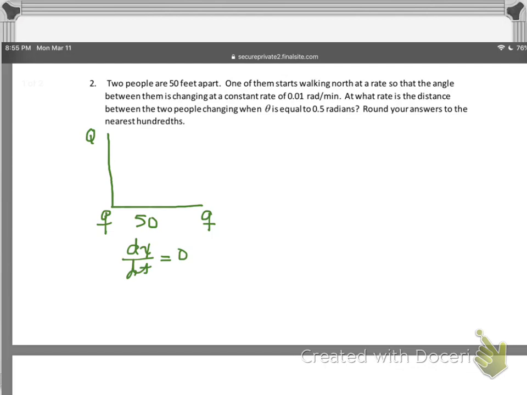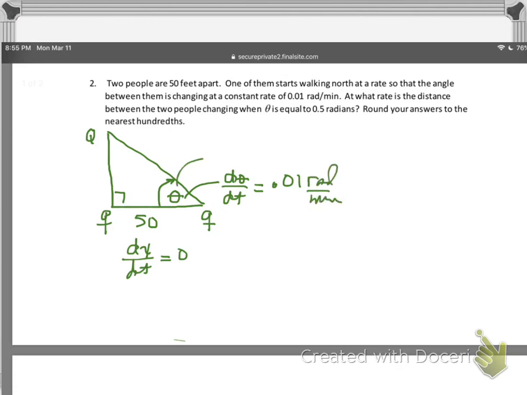Alright, what else do we know? We know that a right angle is formed, because this is all right angle trig. And let's keep reading. One of them starts walking north at that rate, so the angle between them is changing at a constant rate. Okay, so this is the challenging thing. Here is the angle between them, right here. Because as this triangle opens up, initially there was a 0 angle between them. But as the angle is opening this way, the angle between them grows. And I know that it's growing at a certain rate, and the rate they gave me in the problem is that d theta dt is going to be changing at a constant rate of 0.01 radians per minute.